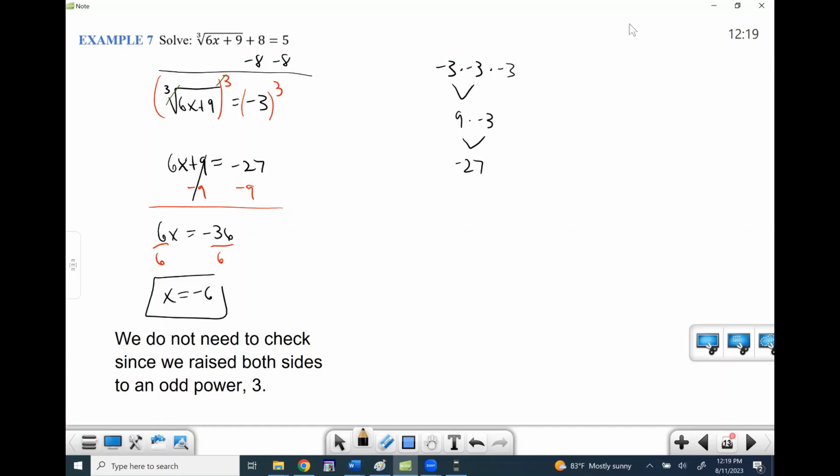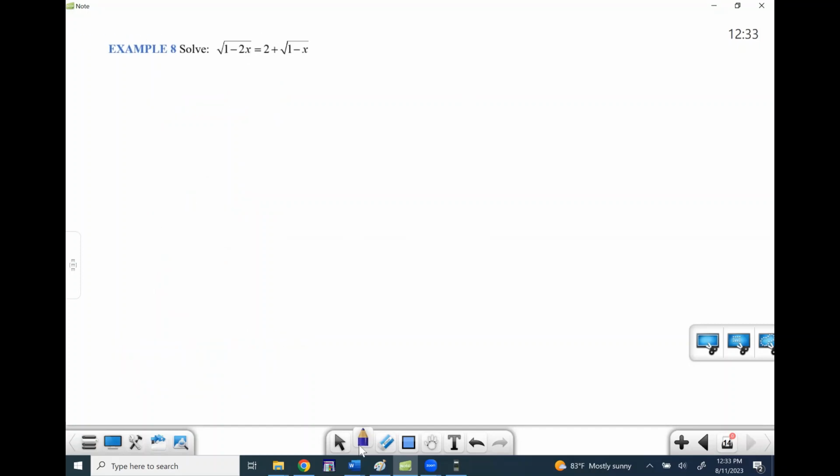We know it works. Now you can always check. If you're the type of person who just litters the page with mistakes, in other words, me, then I would probably check. I trust myself very little, you guys. All right, so you can always check, okay, but you don't have to if you feel pretty confident whenever you're raising to an odd power.